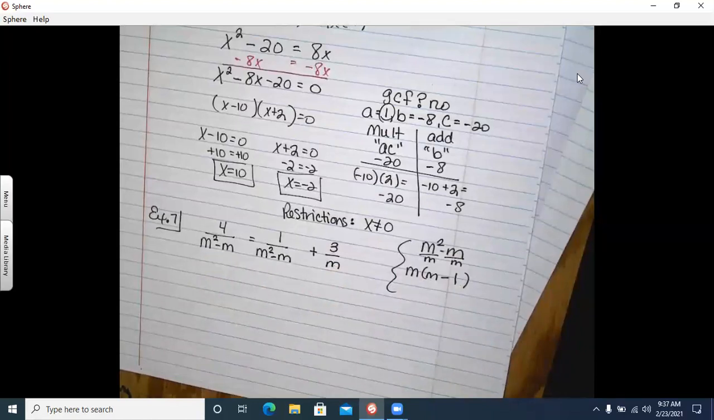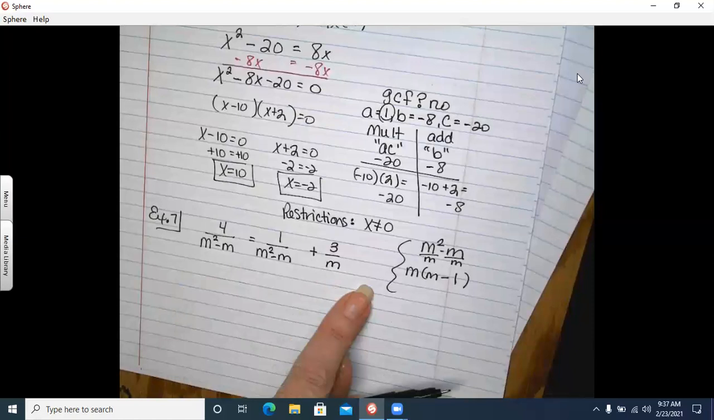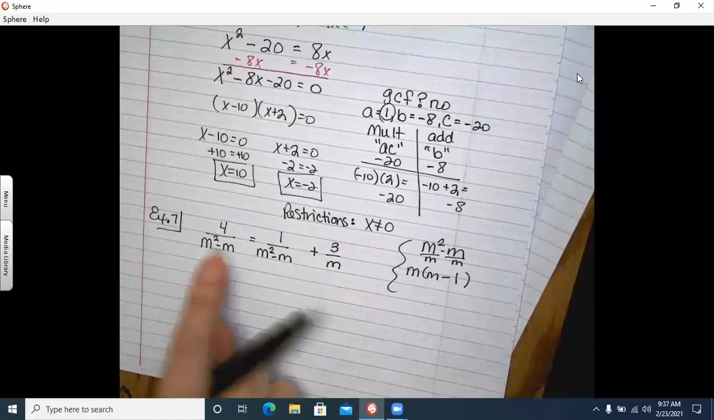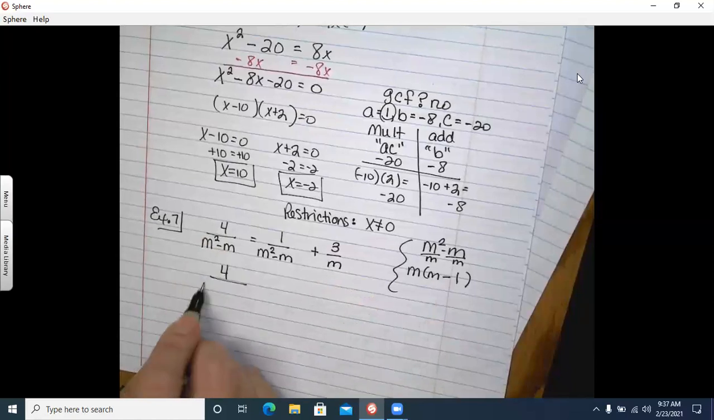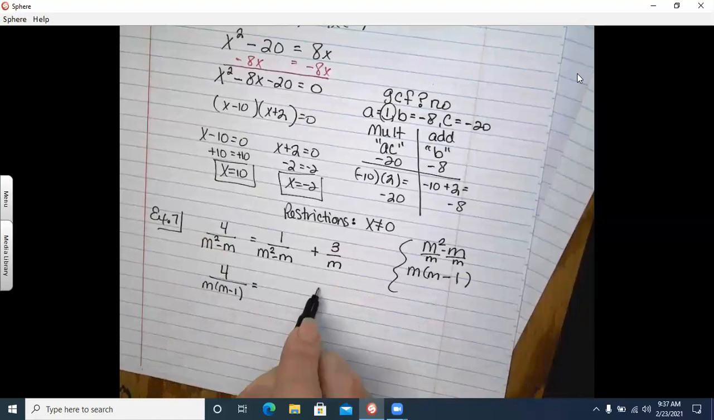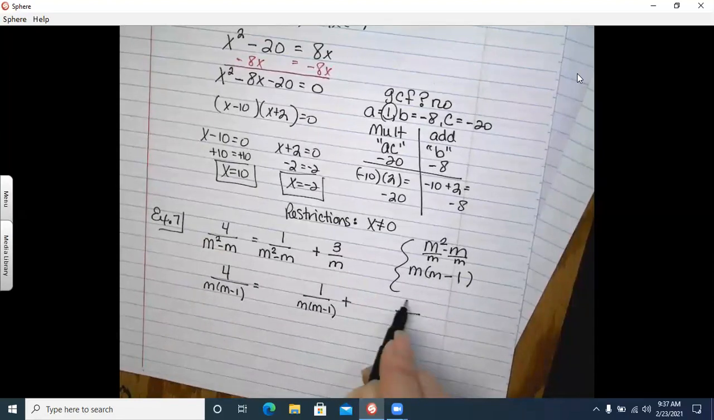But if you said your least common denominator was m and m squared minus m, you could do that. You just have more reducing in the end. Okay. So I'm going to rewrite this with this as the denominator for these two fractions. So 4 divided by m times m minus 1 equals 1 divided by m times m minus 1, plus 3 divided by m.